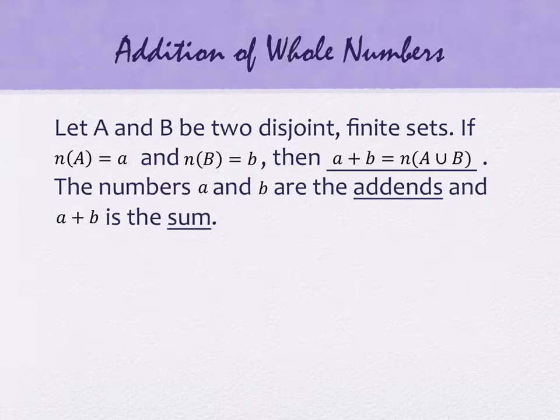All right, so to start with, addition and subtraction, the definition of addition. If A and B are two disjoint finite sets where the cardinal number n of A is a and the cardinal number of B, n of B, is b, then a plus b equals the number of items in their union, A union B. The lowercase a and b are called add-ins, and a plus b is called the sum.